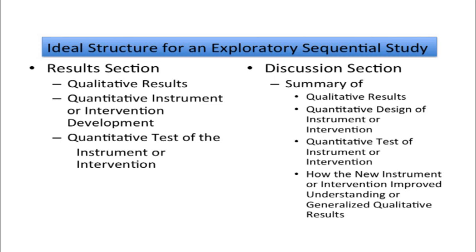experiment. And then we actually test out that quantitative structure that we've built. So we're going to test out an instrument and gather data quantitatively. So the flow would be qualitative, followed by some type of quantitative structure being developed, followed by a quantitative test. So as we look at the results and discussion section, we would expect to see that flow of activities reflected in how the results section sets up.